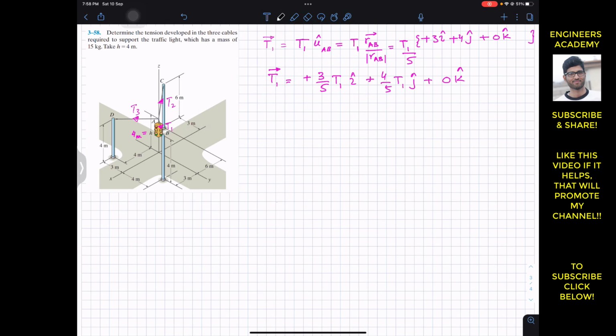Now we will find the Cartesian vector representation of t2. So now t2 is equal to, again we need to write t2 as a Cartesian vector. So t2 magnitude times the unit vector from A to C, since t2 is acting from A to C, and this is equal to t2, and the unit vector from A to C is again the position vector from A to C, and then divided by its magnitude. So now this is equal to t2 and the position vector from A to C.